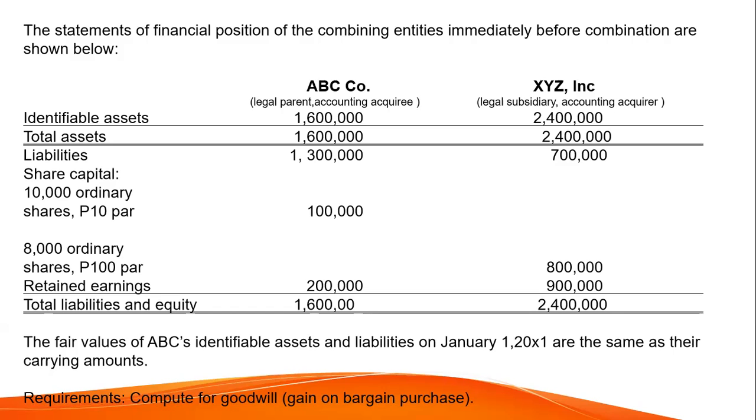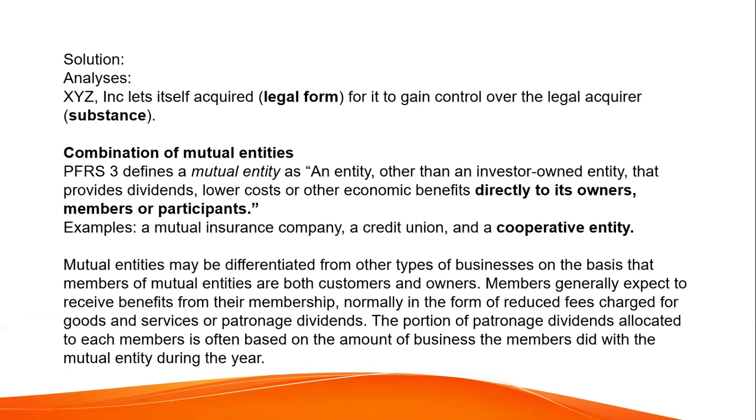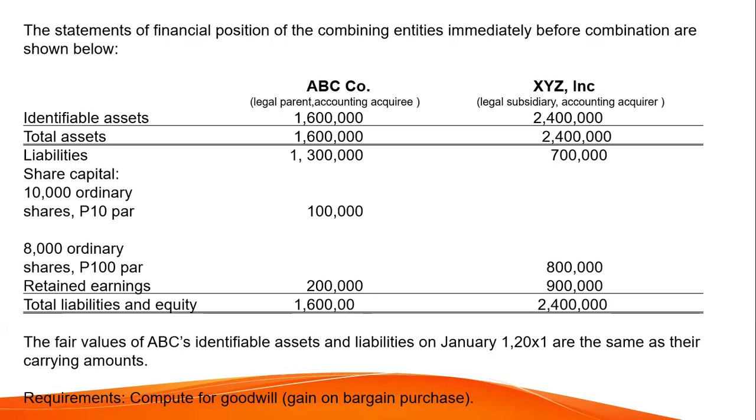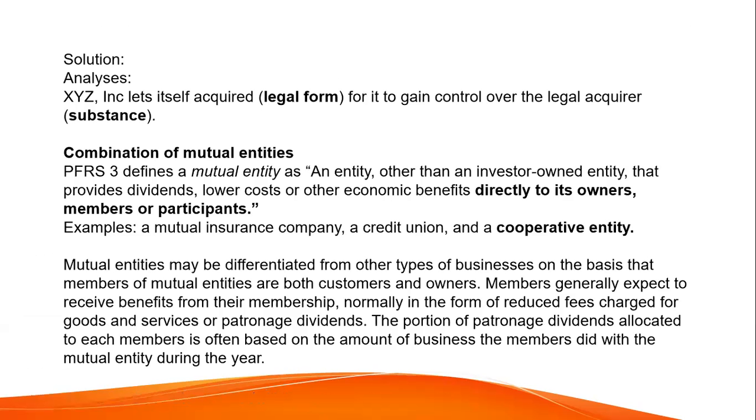And for retained earnings of the two companies, the fair values of ABC's identifiable assets and liabilities on January 1, 20X1 are the same as their carrying amounts. Okay, so we have now the requirement: compute for goodwill or gain on bargain purchase. So we have to again recall what we have learned about goodwill and gain on bargain purchase.